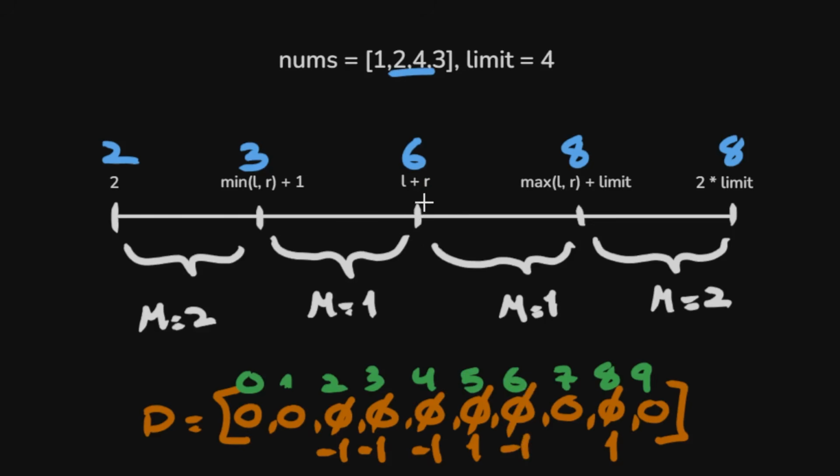Next, at left plus right plus 1, from here to the right, we need to add the effect of a new move. So we go to 7 and add 1. And finally here, meaning 9, we need to add the effect of a new move. So here we add 1.